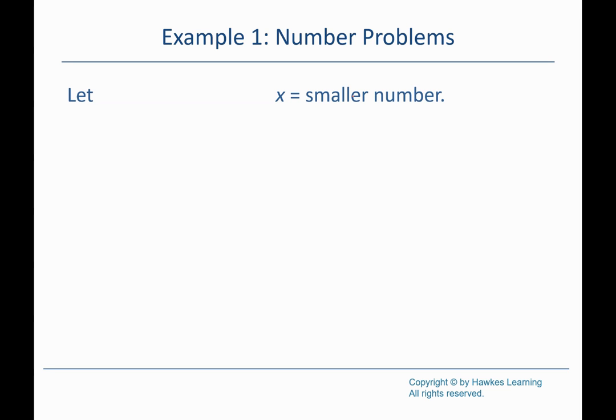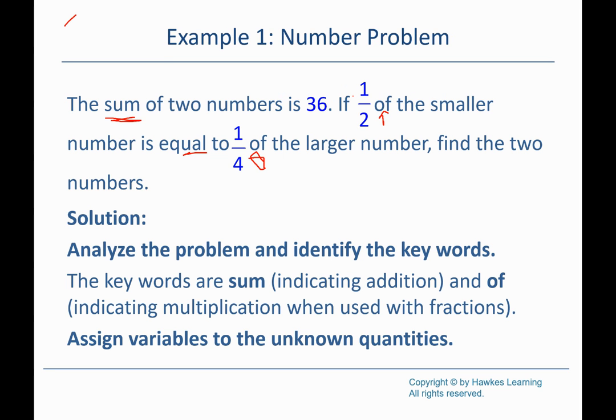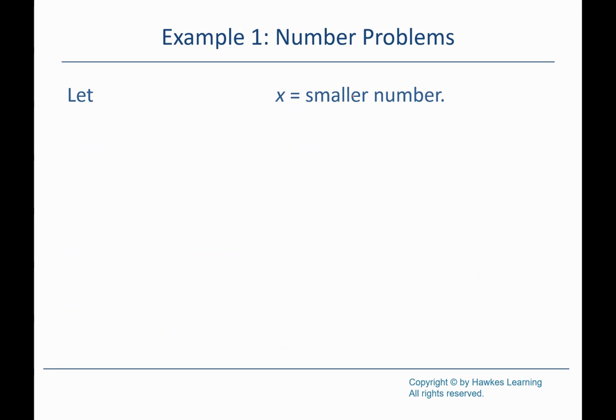Now, this is where some kids get stuck. What you have to think about is, I know I have a smaller number and a larger number, and I know when I add them together, my answer is 36. So think about it. If the smaller number was 10, I know they add to 36, right? So if the smaller number is 10, that means the bigger number must be 26, right? Because 10 plus 26 equals 36.